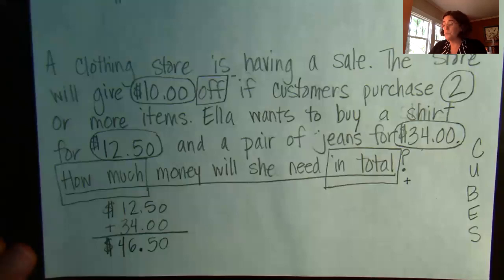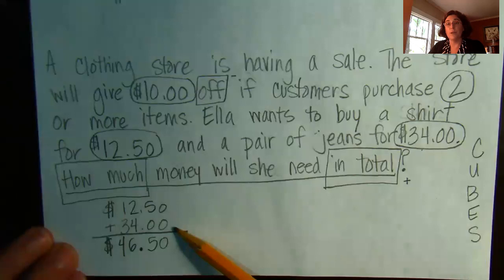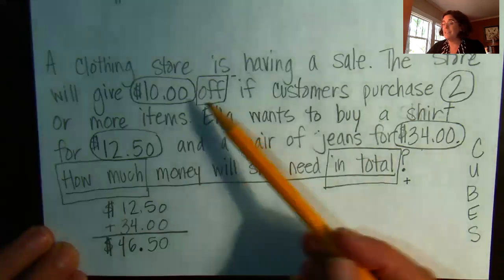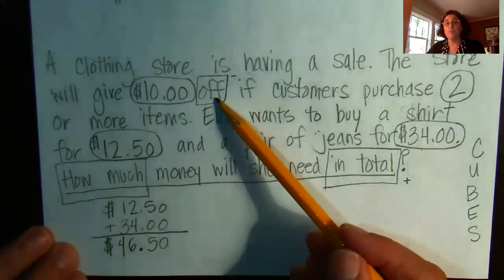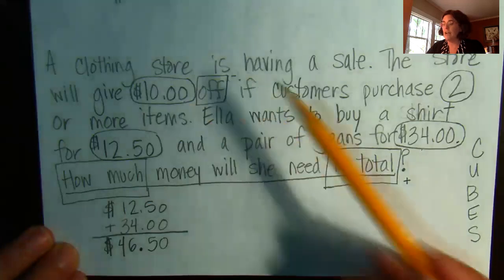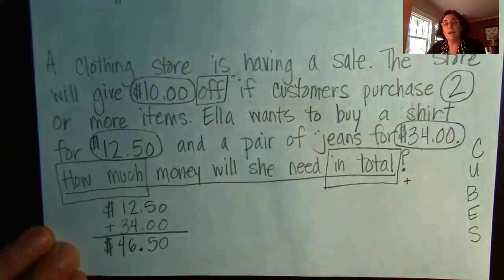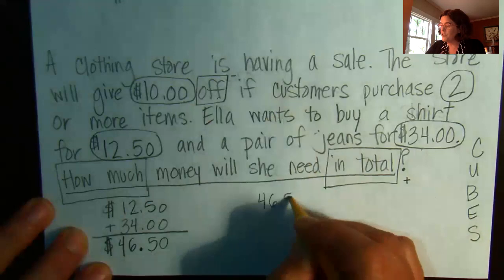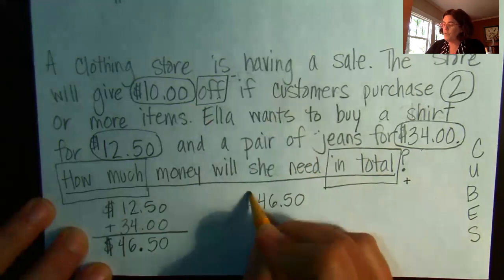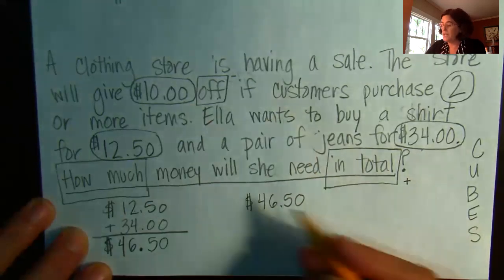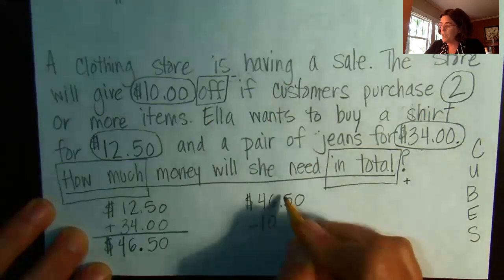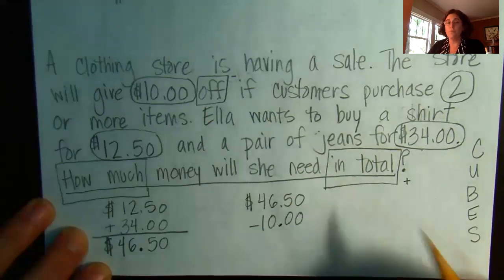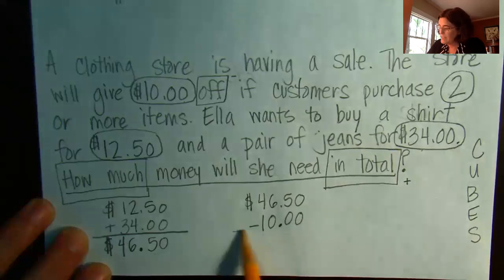Right, so she has purchased two items or wants to purchase two items. So she is going to get the $10 off. And remember earlier we said that off means subtraction. So I need to subtract that from the total so that I can find out how much she's actually going to have to pay for these two items. $46.50 minus $10. Now make sure you're lining up your decimals and your place values. So let's go ahead and see how much she will need in total.